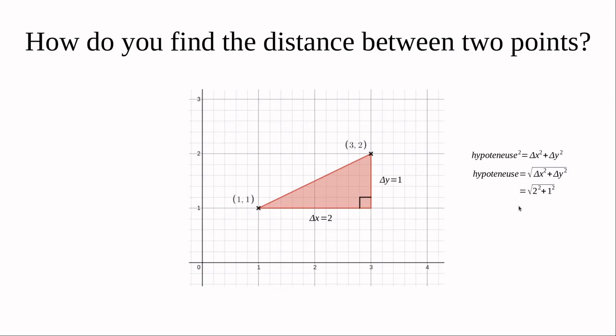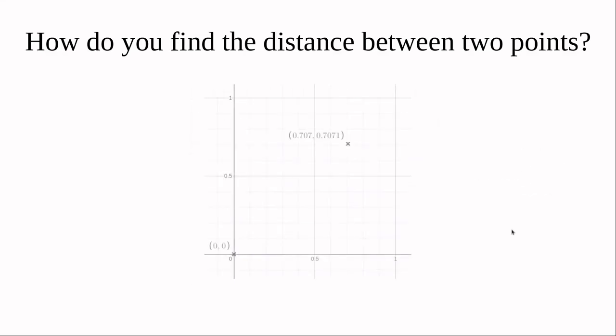So from that we get 2 squared plus 1 squared, which is just 5, so our length here is indeed root 5. Now root 5 is approximately 2.2, and you can see how this is appreciably a little bit more than 2 units long. So let's try another example.